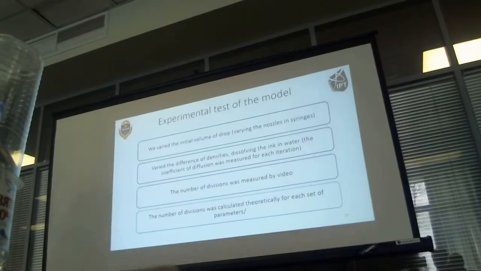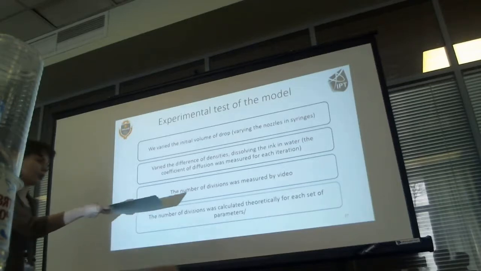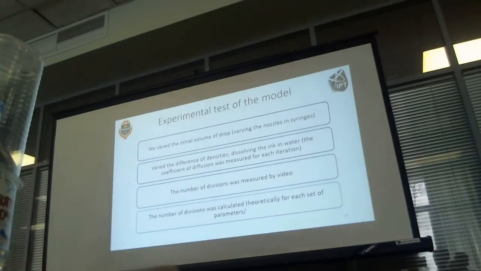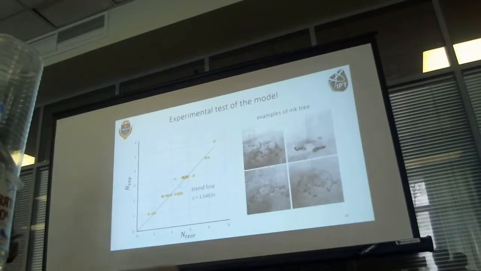To test our model experimentally, we varied the initial volume of the drop by varying the nozzles in syringes. Our experimental technique may be, for example, discussed in the discussion. And we varied the difference of densities by dissolving in water, and for each iteration we also measured the viscosity and the diffusion coefficient. And finally, we compared the number of divisions calculated from our theory and the number of divisions by experiment. And we can test our model experimentally.